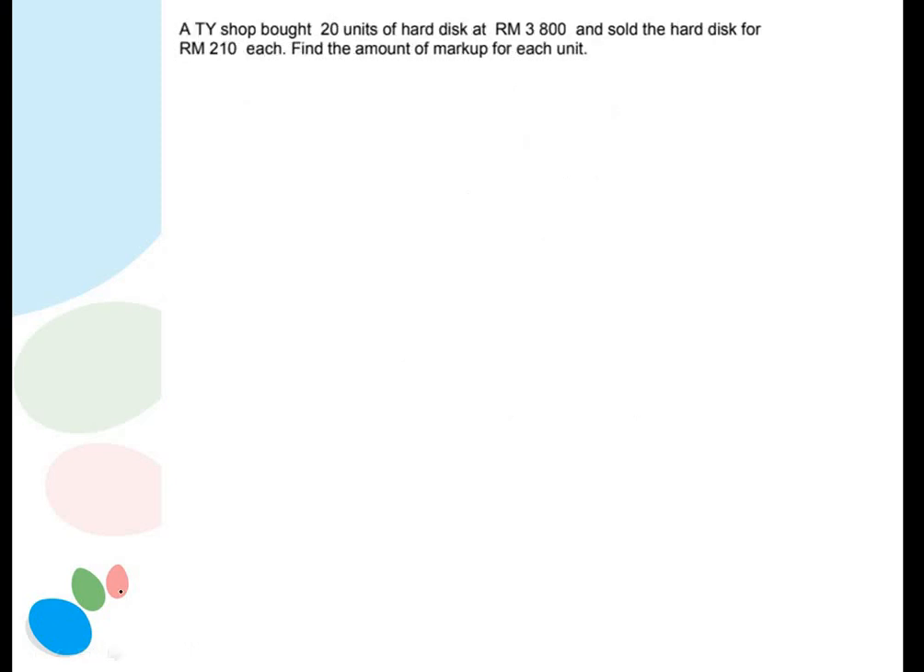Next question. A TY shop bought 20 units of hard disk at RM3800 and sold the hard disk for RM210 each. Find the amount of markup for each unit. Alright. The cost for each is 3800 divided by 20. Okay, because 3800 is for 20 units. So the cost for each is RM190. And then sold the hard disk for 210. That is the selling price.